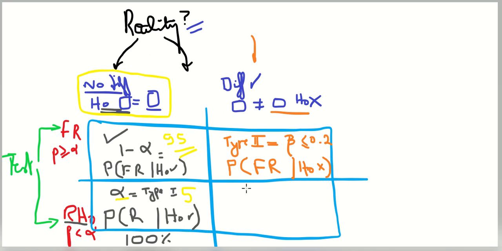The last one is the probability, again a conditional probability, with the same condition as here: the null is false. However, you are able to reject the null, and that is what we call power, the statistical power. And this should happen 1 minus beta of the time, and hence it's greater than or equal to 80%.